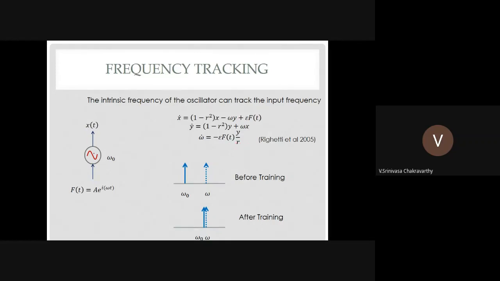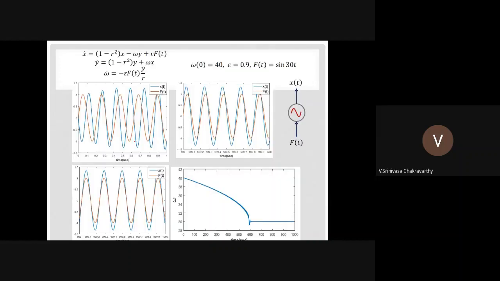Okay, so we have also already talked about frequency tracking. That is, when I give an oscillator input to an oscillator, right? What happens to the output, and how to change the frequency of the oscillator. We have already seen that. I'll skip this.